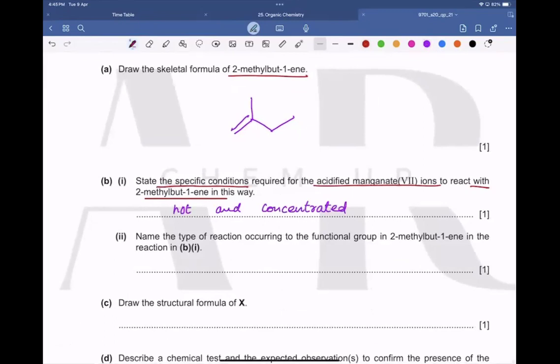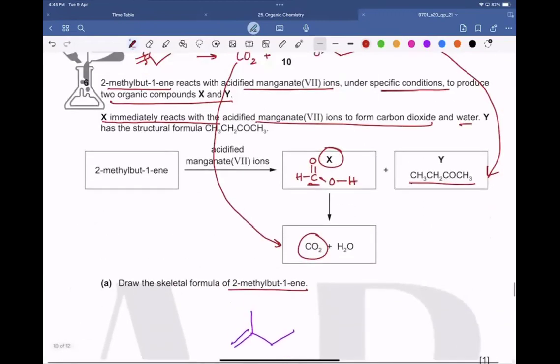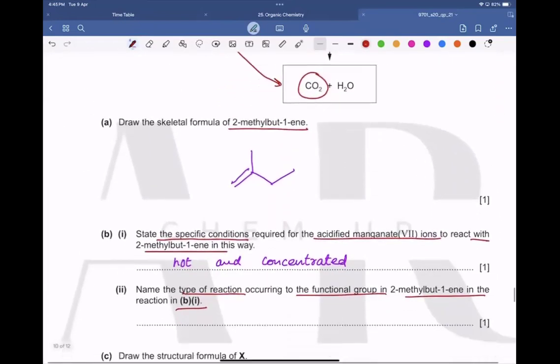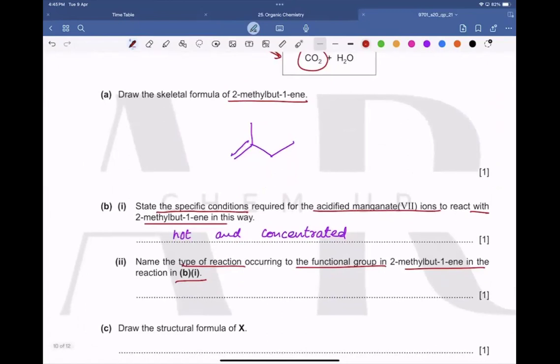Name the type of reaction occurring to the functional group in 2-methyl butene in reaction B1. In reaction B1, what happens to this? It's oxidation. Okay, very good.